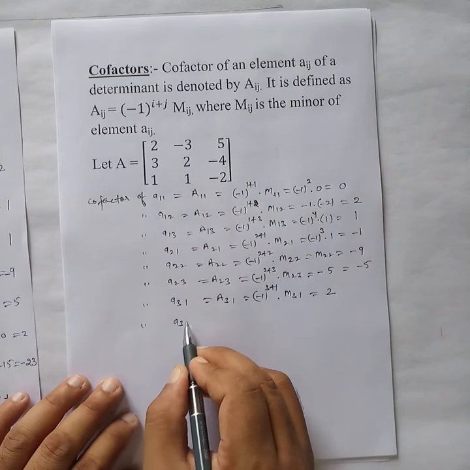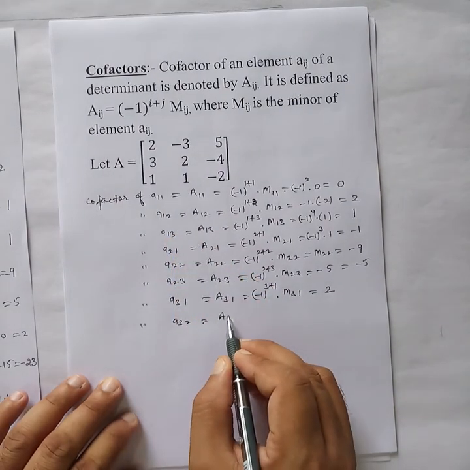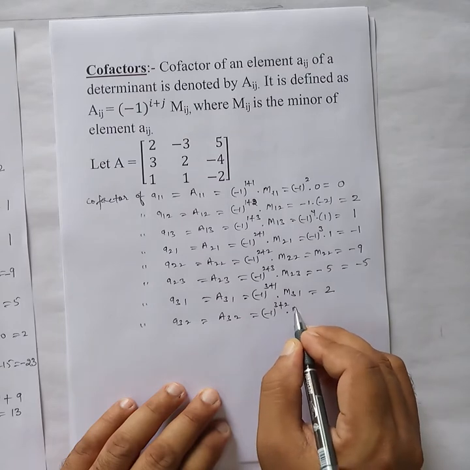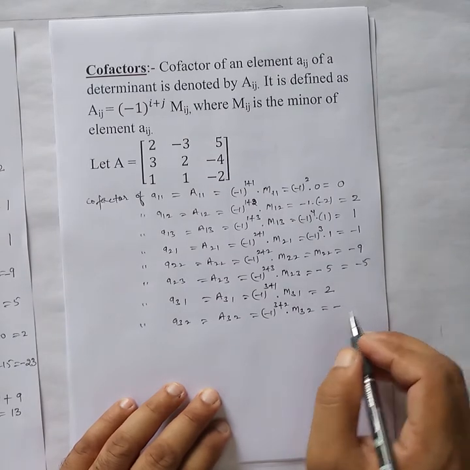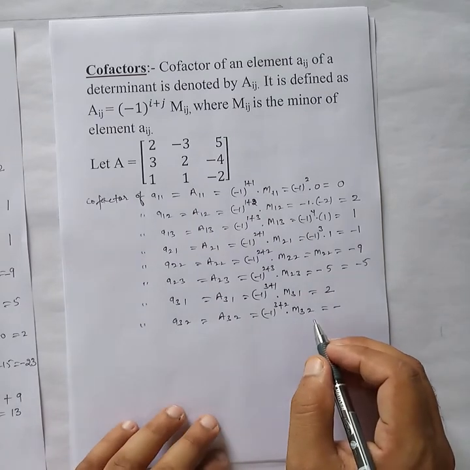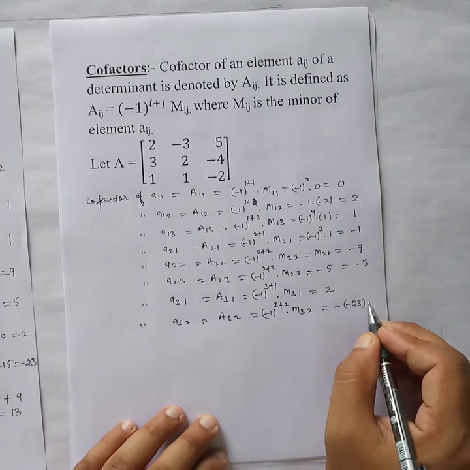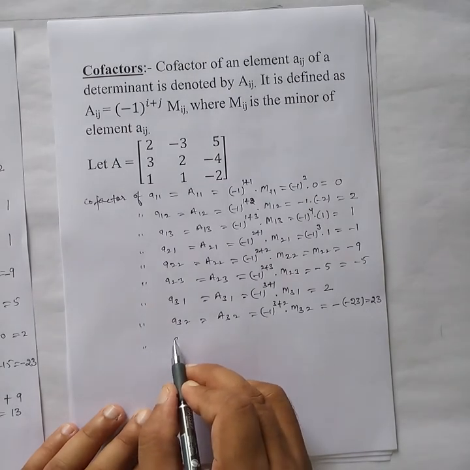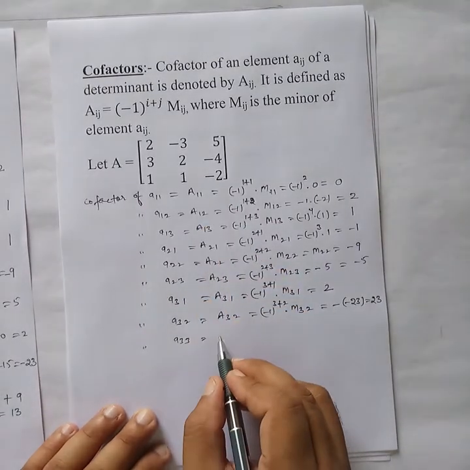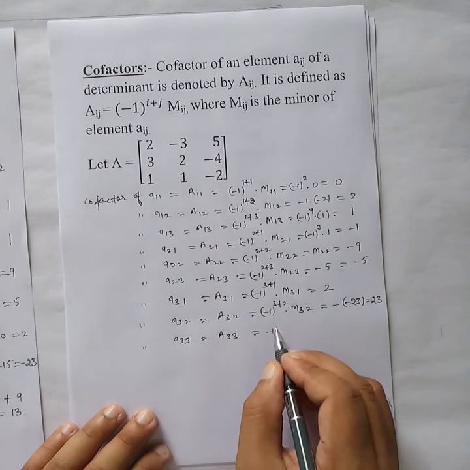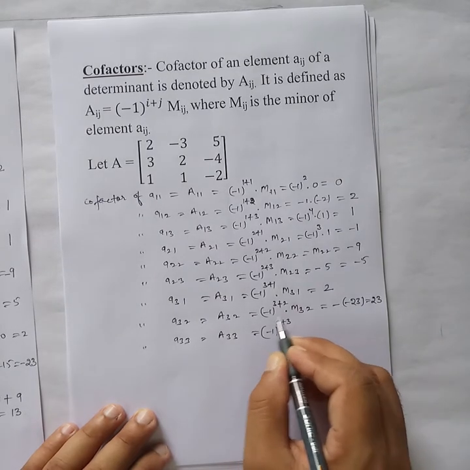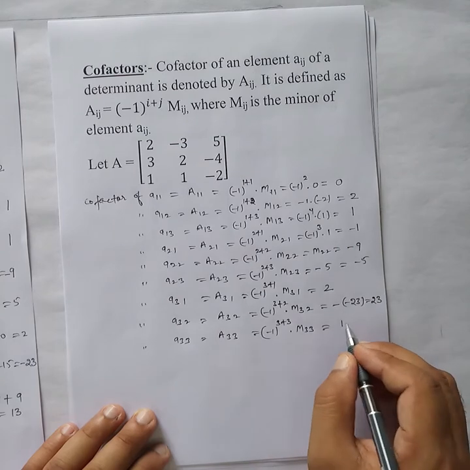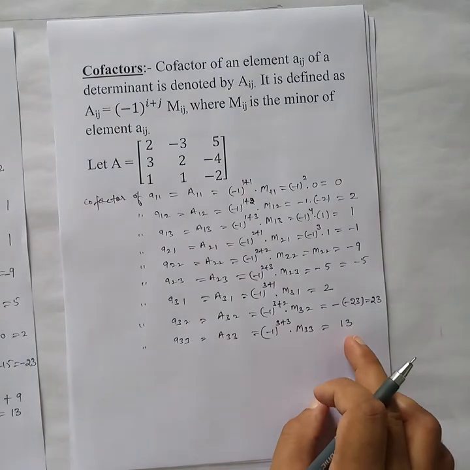Cofactor of element A32, that is this element, it will be capital A32, and it will be equal to minus 1 raised to power 3 plus 2 into M32, that is you have to put negative sign because sum is odd, and M32 is minus 23, so minus 23, it gives 23. Similarly, cofactor of element A33, this one, it will be capital A33, and it will be equal to minus 1 raised to power 3 plus 3, sum is even, into M33, and M33 is 13, so cofactor of this element is 13.